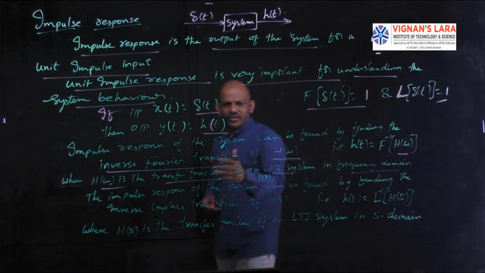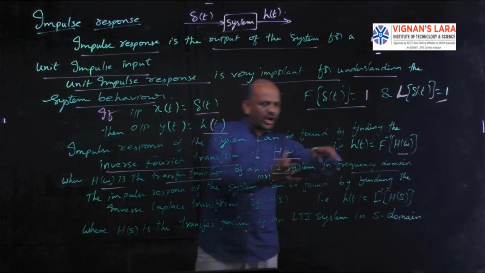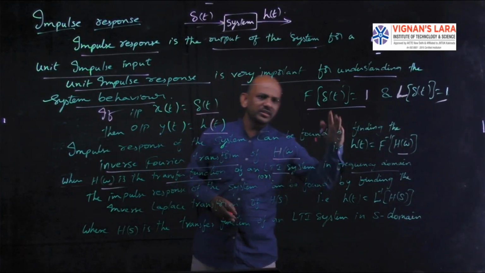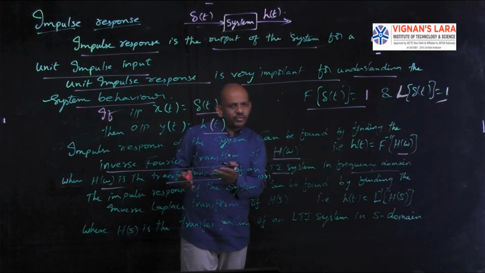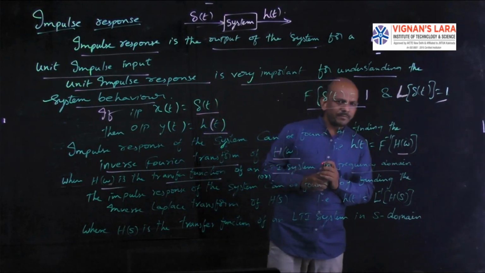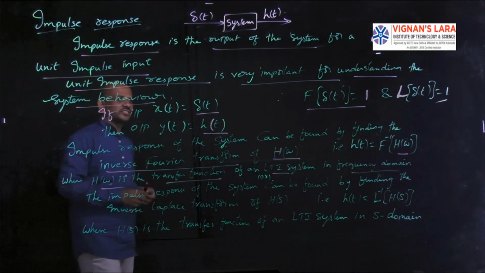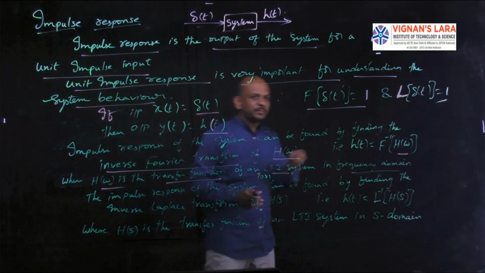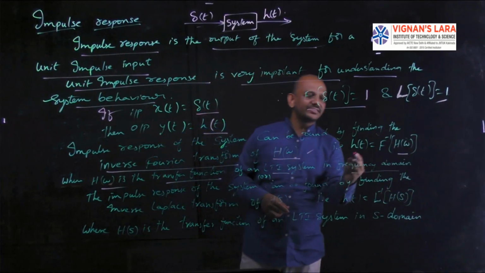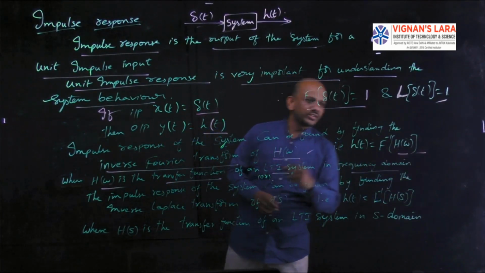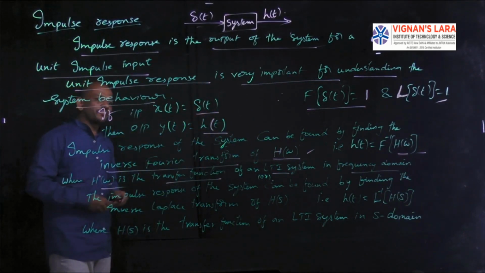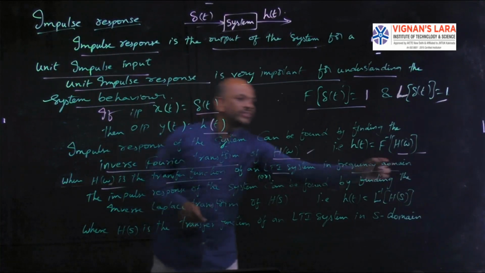Simply, the transfer function, that is in frequency domain, is the output by input. Let us consider if the output is Y of omega and the input is X of omega, then the transfer function is Y of omega by X of omega. The impulse response of the system we can find simply by finding the inverse Fourier transform of H of omega. That is mathematically written as h of t equal to F inverse of H of omega. Here H of omega is the transfer function of an LTI system in frequency domain.